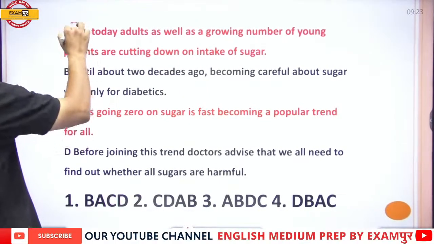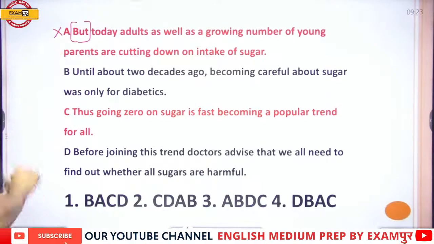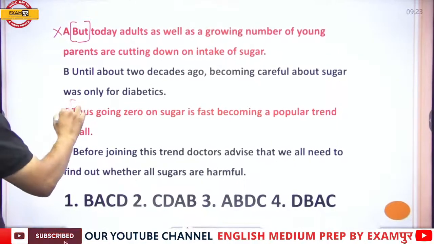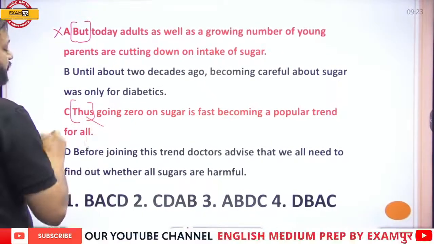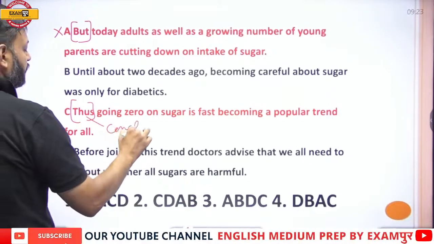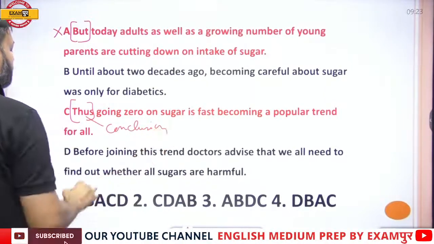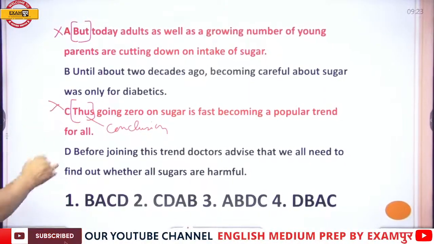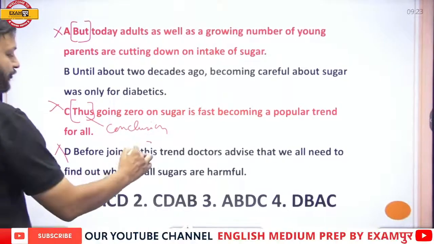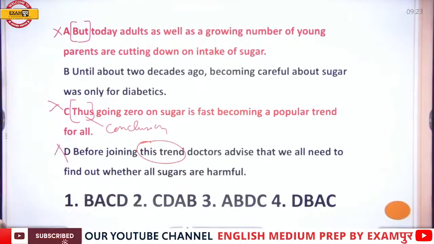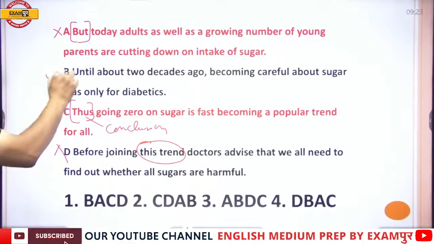See, here the sentence starts with a conjunction, so it cannot be the first sentence. And here we have the word thus. Thus means conclusion part, so it cannot be the first sentence. And D also cannot be the first sentence because of this trend. This is a dependent word. So B is the first sentence.